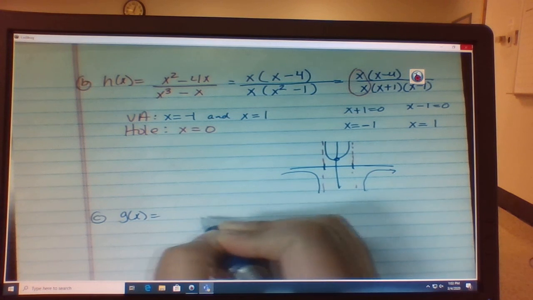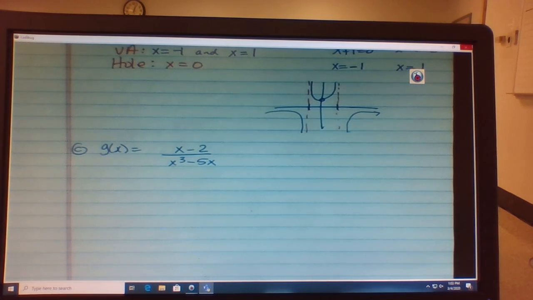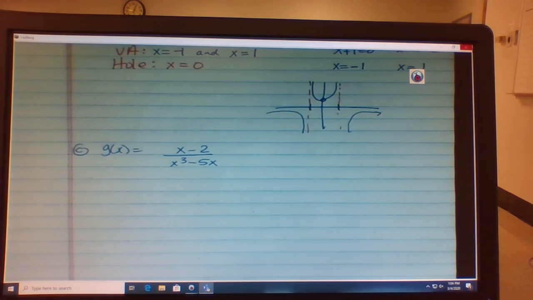Try this one. G of x equals x minus 2 over x cubed minus 5x. It's a little bit different. We're halfway done with the lesson, halfway done, once we finish this problem. So ask yourself, can I factor something on top? No, you just rewrite it. Can I factor something in the bottom? Yes, factor it out. Set your factors equal to 0. Go as far as you can.